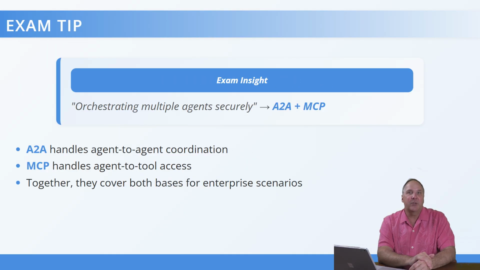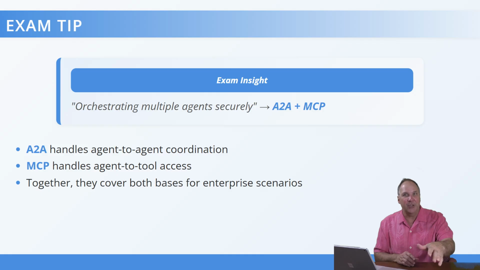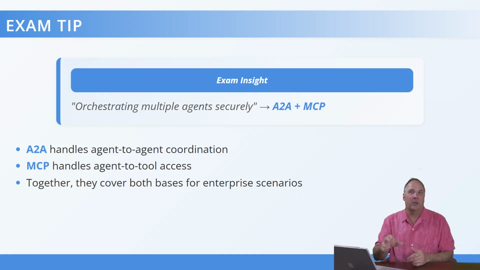Here's your exam tip for this lecture. When you see a question about orchestrating multiple agents securely, think A2A plus MCP. A2A handles the agent-to-agent communication. MCP handles the agent-to-tool communication. Together, they cover both bases.